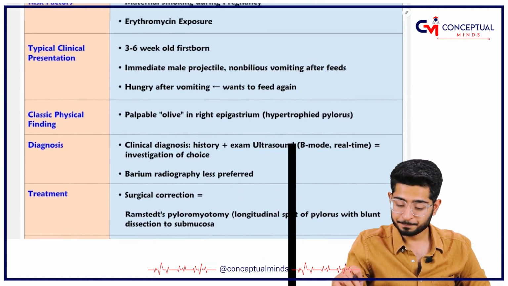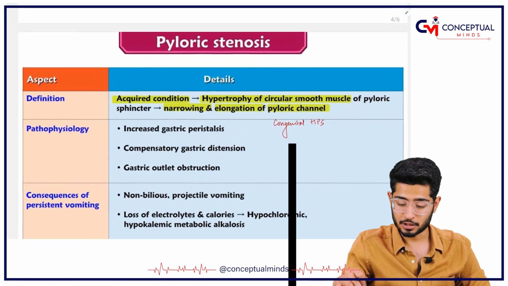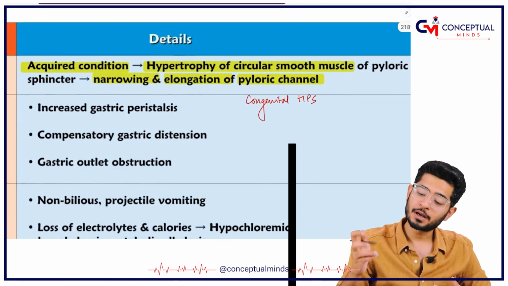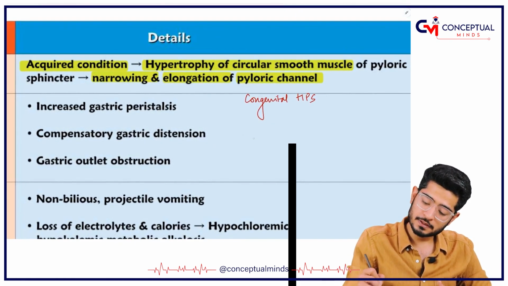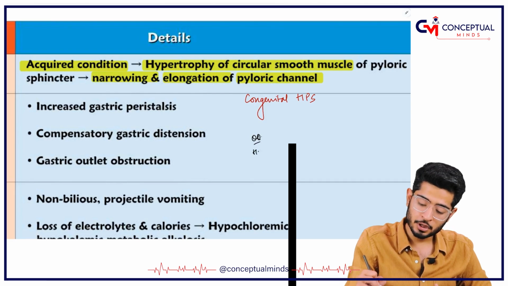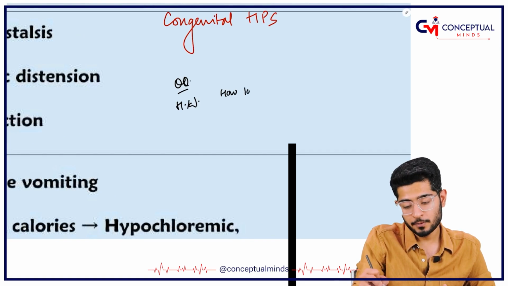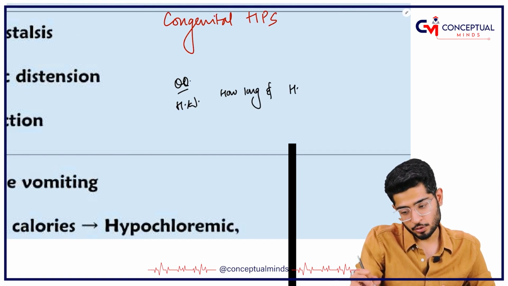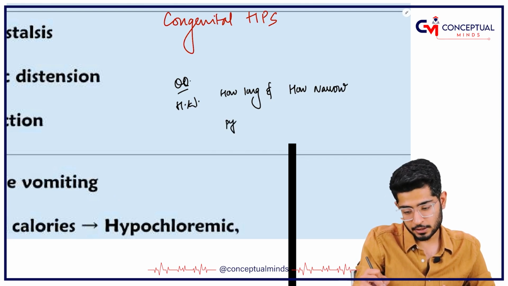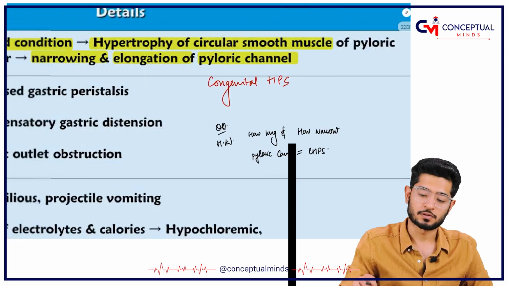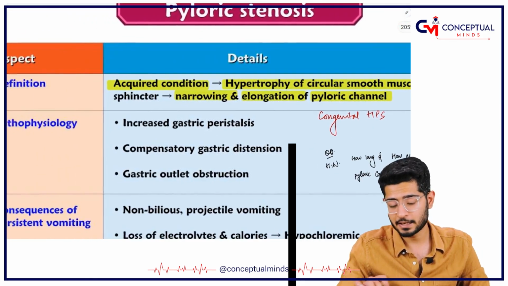You know what, this narrowing and this elongation is so important that it has been asked in exam, but I have not incorporated this, so this becomes your homework. Let me know in the comment section how long and how narrow should be the pyloric canal in order to call it congenital hypertrophic pyloric stenosis. Okay, so you have to let me know.